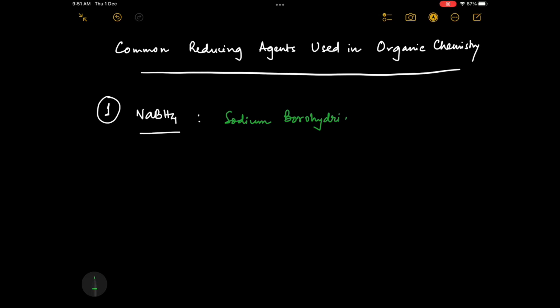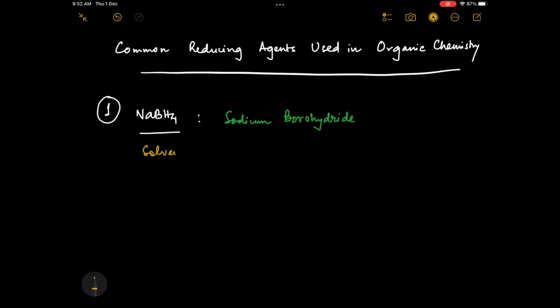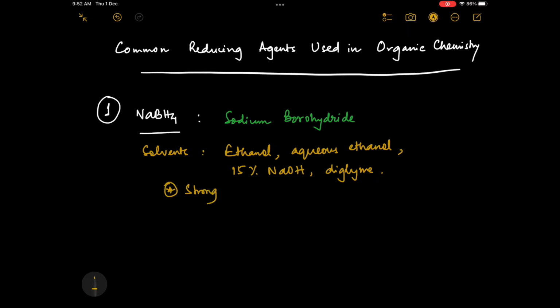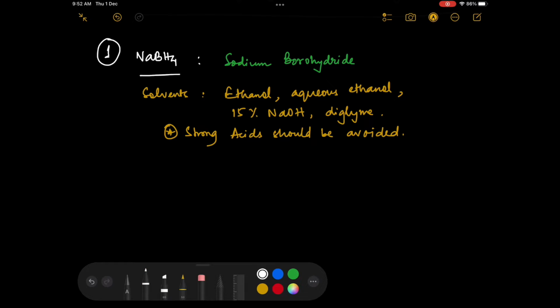This is actually a pretty mild reducing agent, and the preferred solvents for sodium borohydride are ethanol, aqueous ethanol. So water can also be present, a 15% NaOH type of solution in water, diglyme, etc. And generally strong acids should be avoided when using NaBH4 because they might quench the NaBH4, the hydride present there.